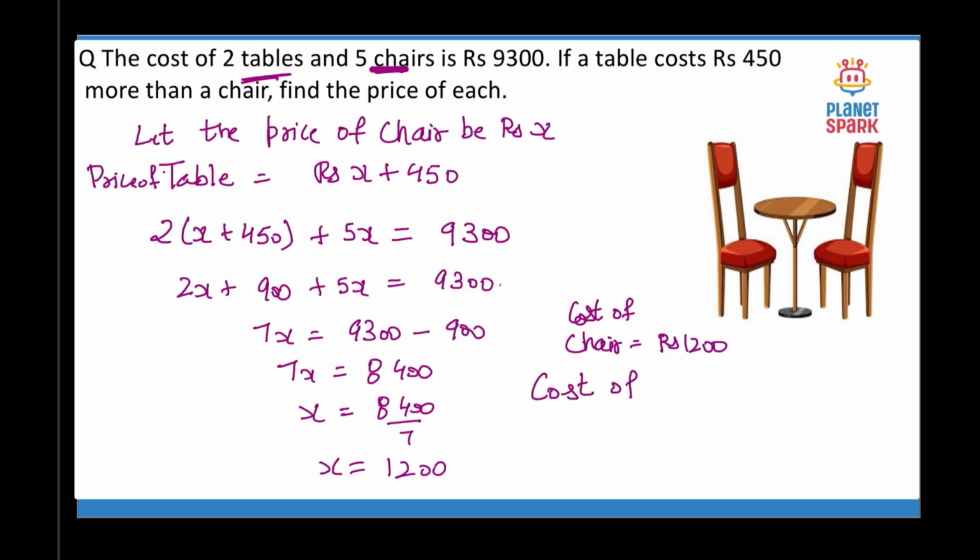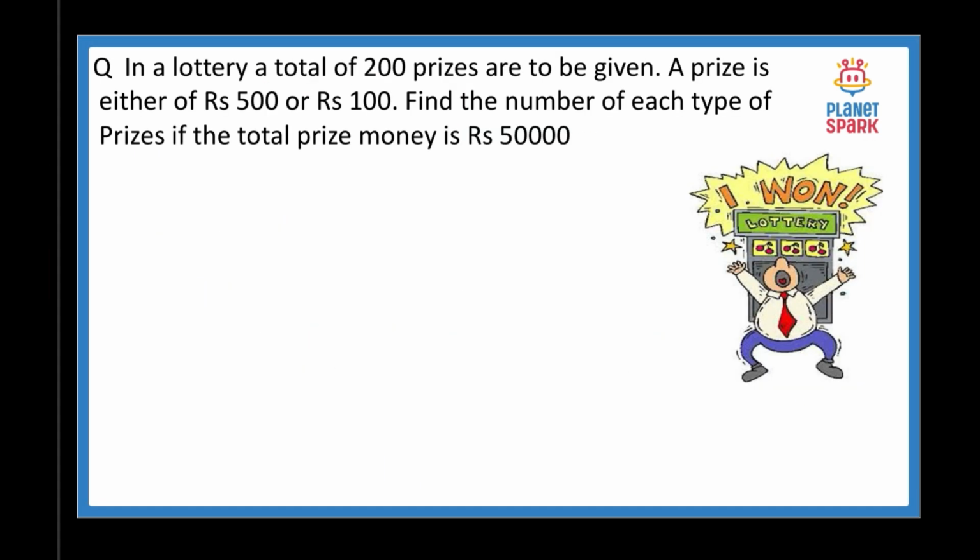Also, cost of table was 450 more than chair. Chair is 1,200. So 450 more than chair will become 1,200 plus 450, which is rupees 1,650. So this is the way we are going to solve the statement or the word problem questions. Let's look at one more question.